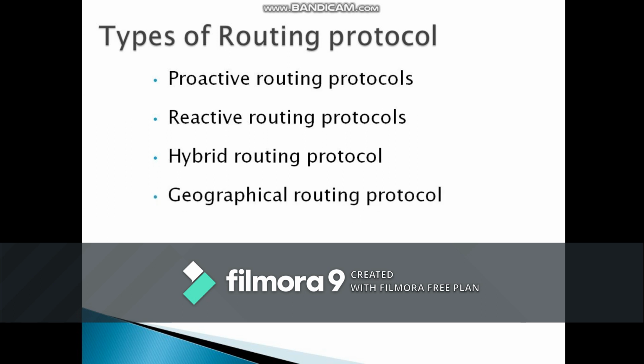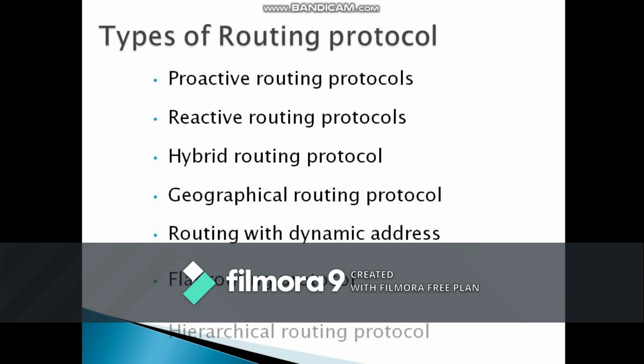Another type of routing protocol is geographical routing protocols and routing with dynamic addresses. These are the two categories which are considered according to the areas. If the areas are to be mentioned, then this is the type of routing protocol. On the basis of hierarchical and flat routing, we have two types of routing protocol. An example of this protocol is DART, Dynamic Address Routing.